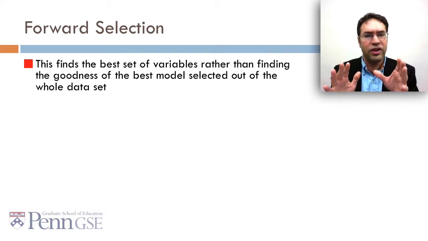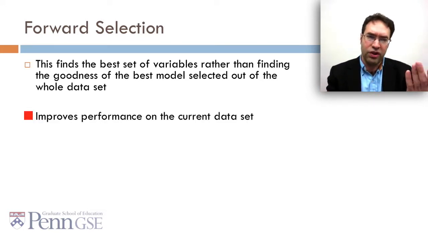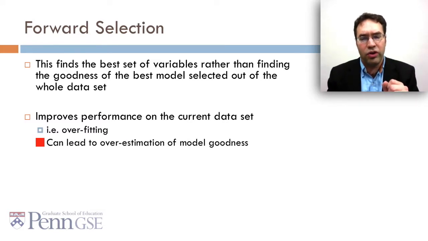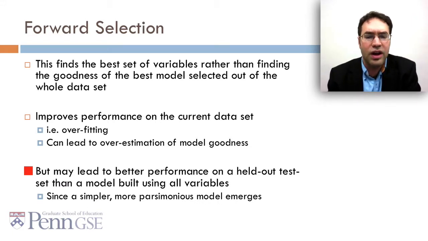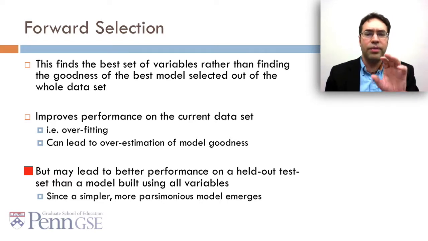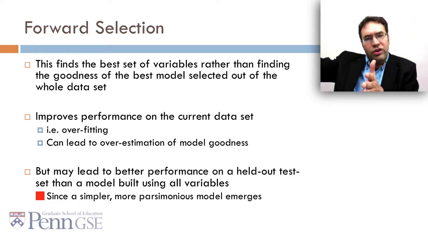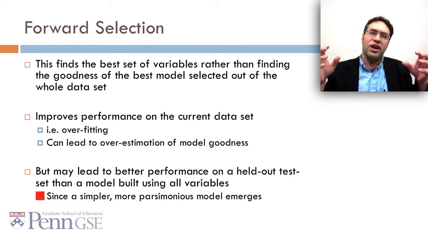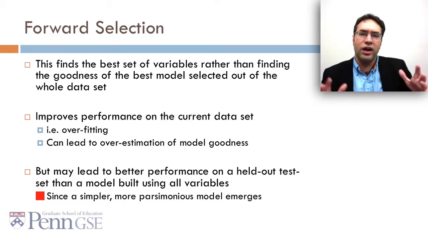This approach finds the best set of variables rather than finding the goodness of the best model selected out of the whole data set. It improves performance on the current data set. It's almost guaranteed to do that. E.g., it's overfitting. It can lead to overestimation of model goodness. But you still may want to do it, because it may lead to better performance on a held-out test set than a model built using all variables. And that's because, by definition, it's also going to produce a simpler, more parsimonious model. So even though it's improving performance on the current dataset, it's also becoming more parsimonious. You put those together, and it's not clear which one's going to win out. They may cancel each other out. You may end up with a better model on new test data. You may end up with a worse one. It's worth trying and seeing how it does.